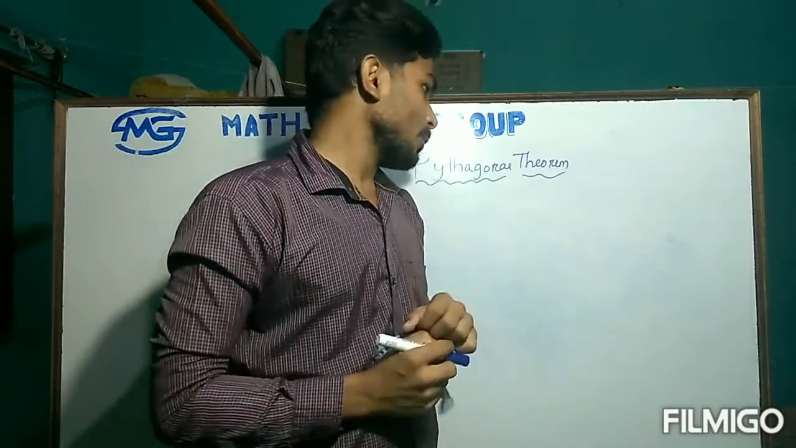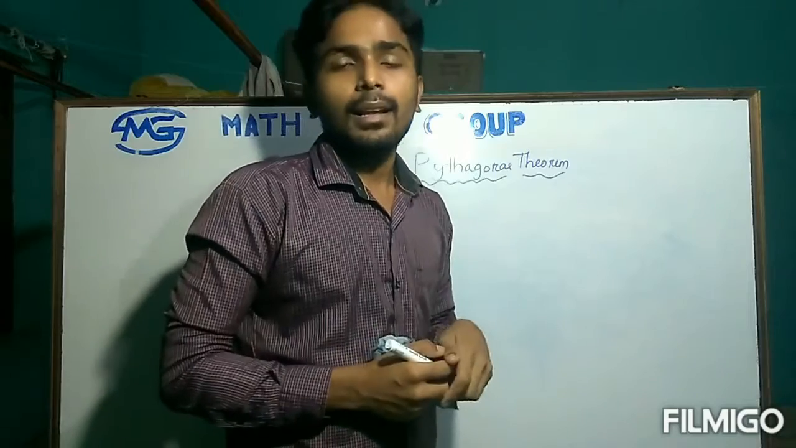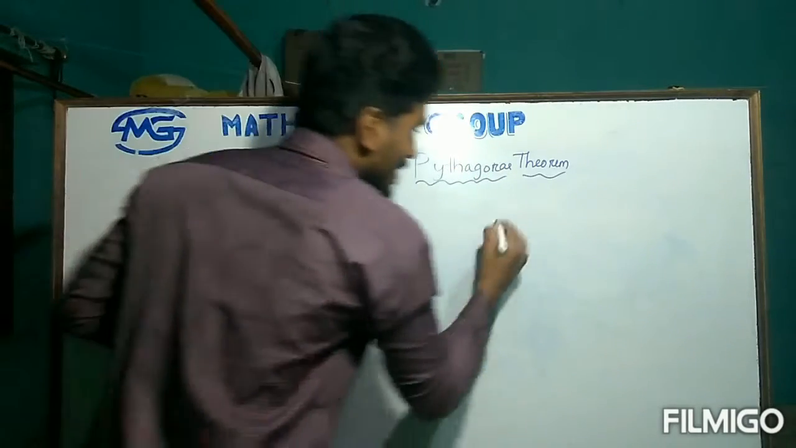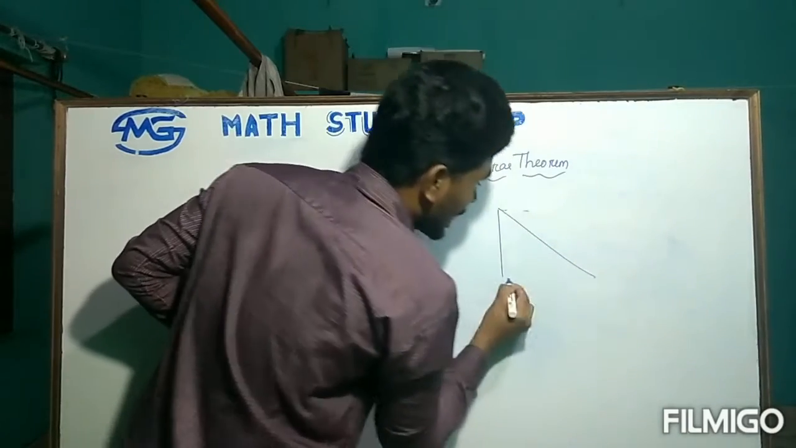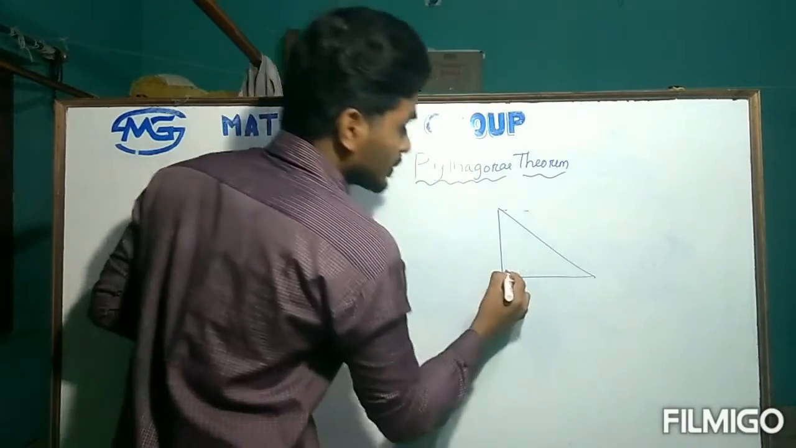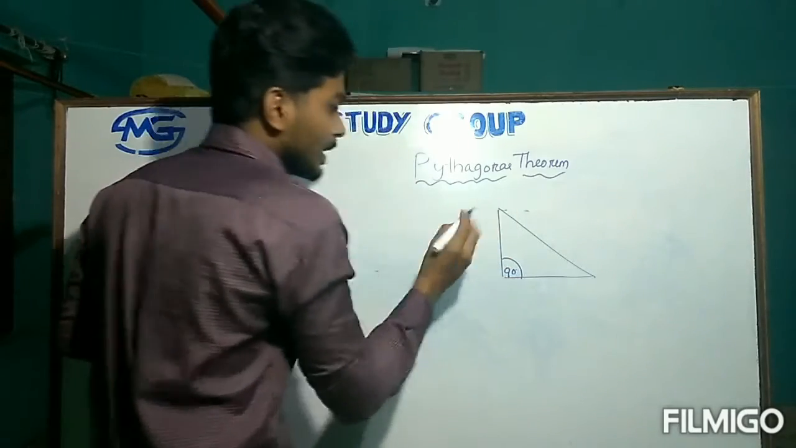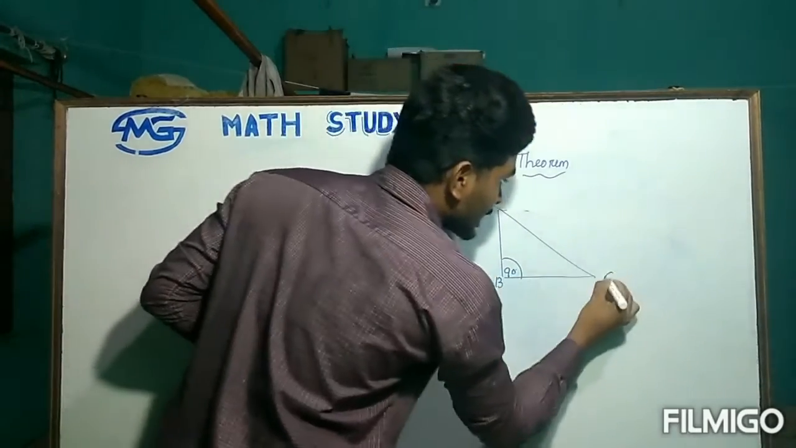So Pythagoras theorem is actually dealing with a special triangle. The triangle is a right angle triangle. Okay, let's draw a right angle triangle. So this is a right angle triangle whose one angle is 90 degrees. Okay, let's name its vertices. This is A, B and C.